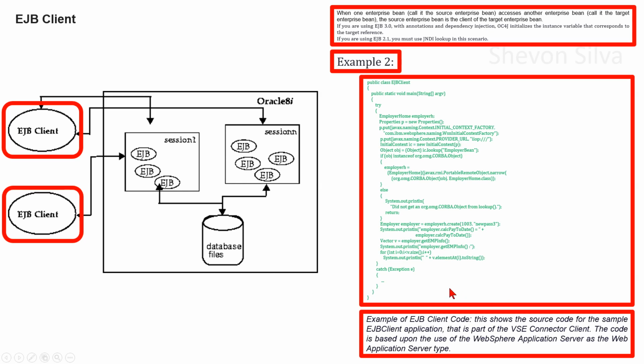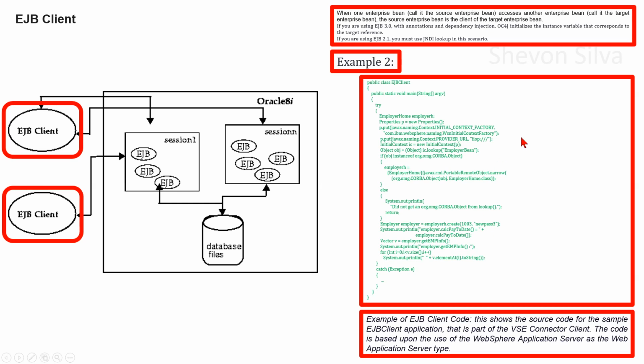This shows the source code for the sample EJB client application that is part of the VSE connector client. The code is based upon the use of the WebSphere application server as the web application server type.